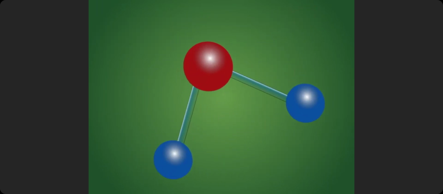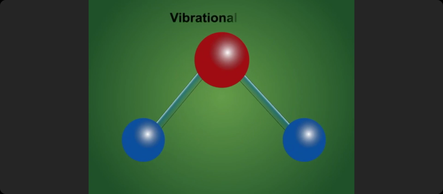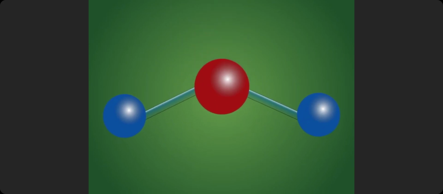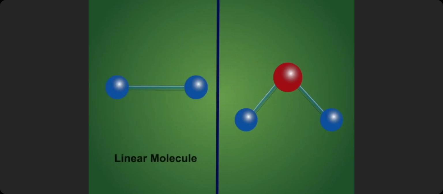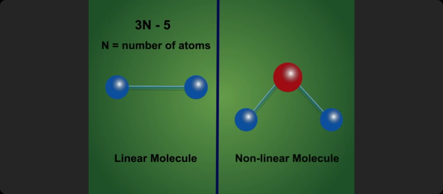The resonance frequency also depends on the vibrational mode, which is the oscillation pattern of the atoms within a molecule. The most common vibrational modes observed by IR spectroscopy are stretching and bending. Linear molecules have 3n-5 vibrational modes, where n is the number of atoms, and nonlinear molecules have 3n-6 vibrational modes.